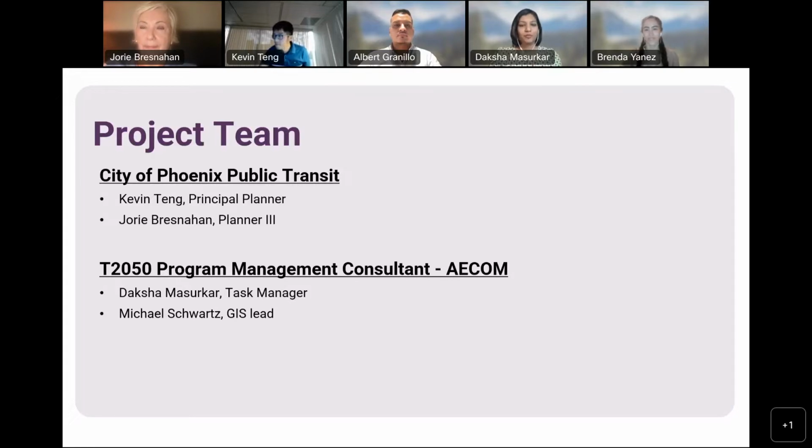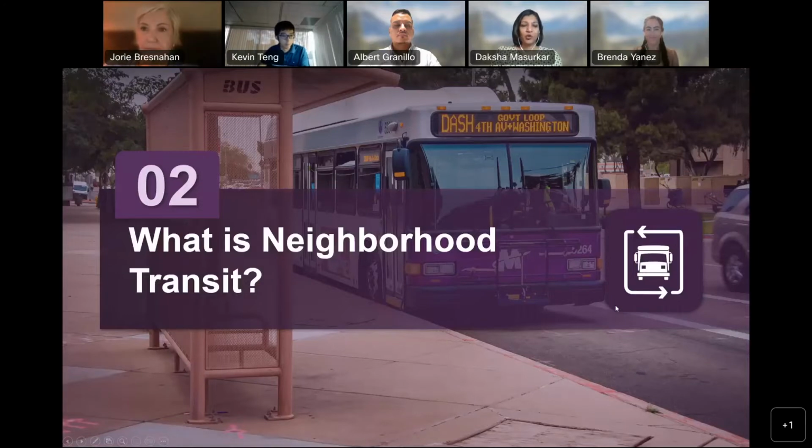Hello, everyone. My name is Daksha Masurkar. I'm a transportation planner at the AECOM Phoenix office, and I'm a task manager on this effort. I have been with the T2050 program since 2018. And can we go on to the next slide? I will dive deeper into what is neighborhood transit, what is the overall process of neighborhood transit study, and then talk about specifically the downtown area and dash circulator.